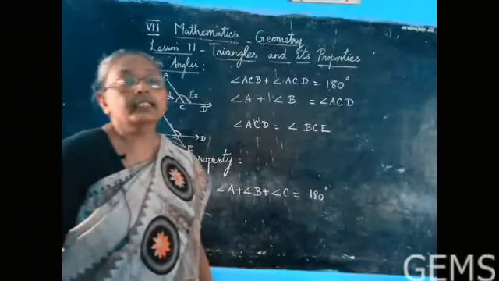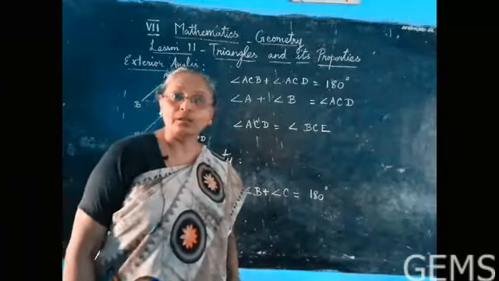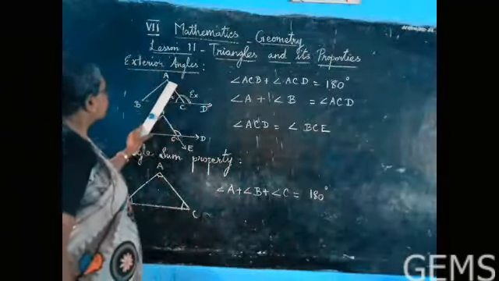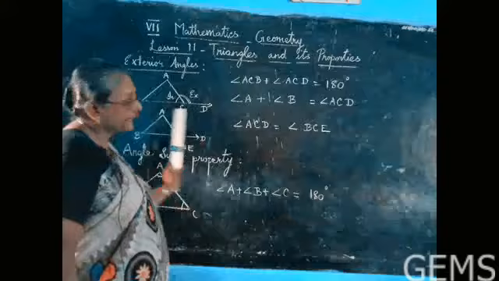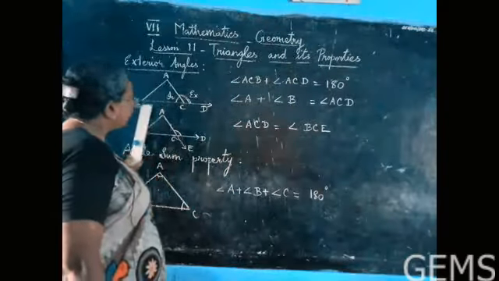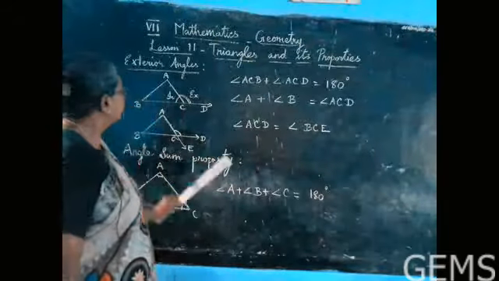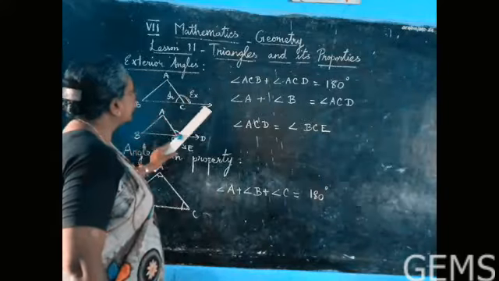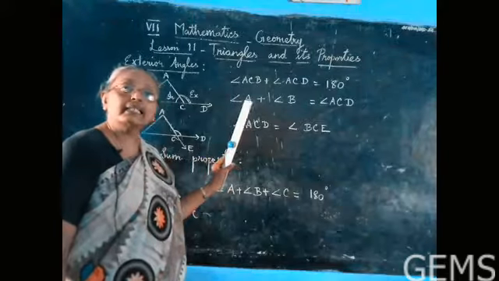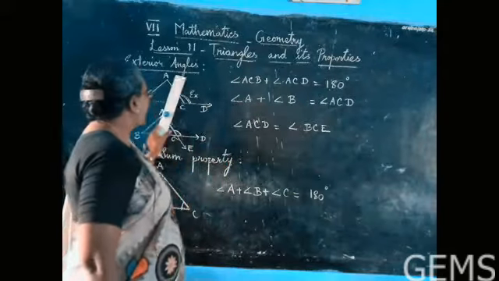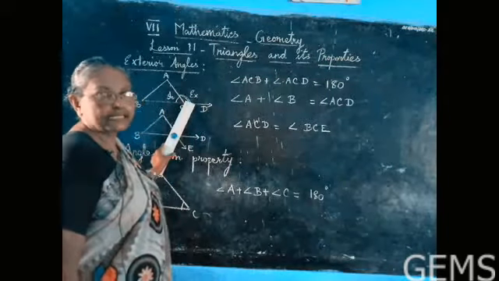The first property is based on the exterior angle of a triangle. So you should know what is an exterior angle of a triangle first of all. Here, suppose ABC is a triangle and suppose the side BC is extended as BD. If you extend the side BC as BD, then this angle ACD, which is formed outside the triangle ABC, is called the exterior angle of the triangle. So angle ACD is the exterior angle of the triangle.